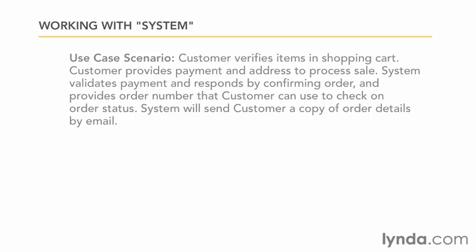Now, here's another issue that often comes up. It's common to see phrases like system validates payment or system will send the customer a copy of order details by email when you're looking at use cases. And that can lead to people creating a system object and putting a huge amount of responsibilities in it. But recognize that a phrase like system validates payment or system sends email is a useful lie. What it really means here, of course, is that some part of this system validates payment. Some part of this system will send an email. And it's our job to figure out what part of the system should be responsible for that behavior.